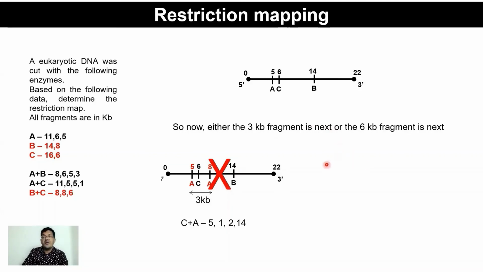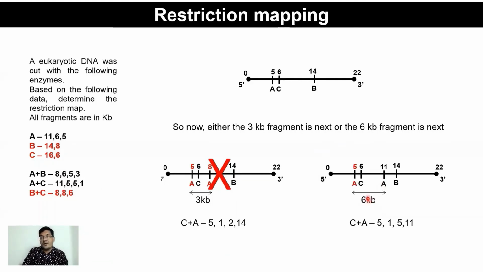Now we move on and we now place the 6 kb fragment immediately after the 5 kb fragment and check whether this satisfies our conditions for all the observations that we've made here. So here again, we now place the second A cut site 6 kb downstream of the first cut site. So 6 kb downstream means if the first cut site of A was at 5 kb, the next cut site would be at 11 kb. So here you are, this is 6 kb distance. The second cut site of A is now at 11 kb, and now again we check whether this digestion satisfies the observed pattern for C plus A double digest.